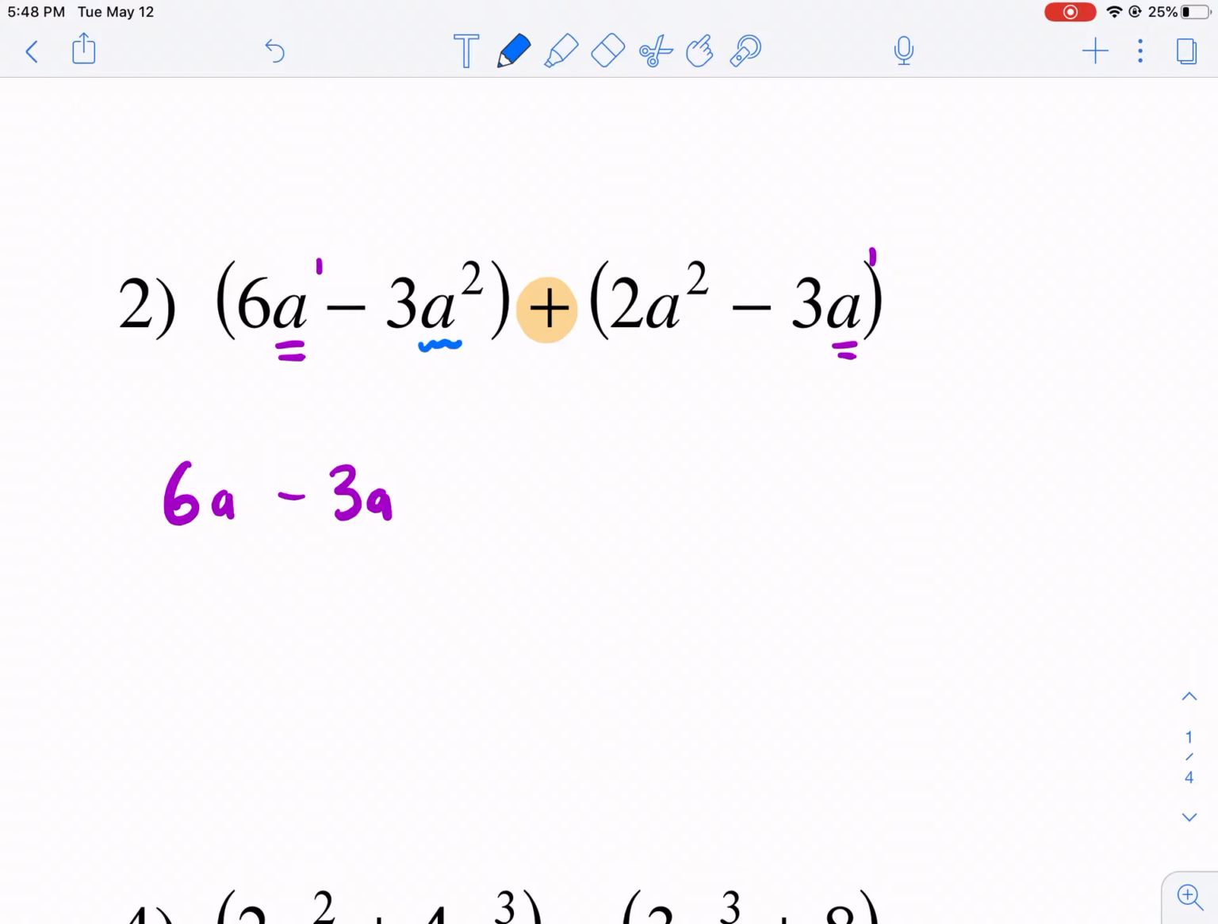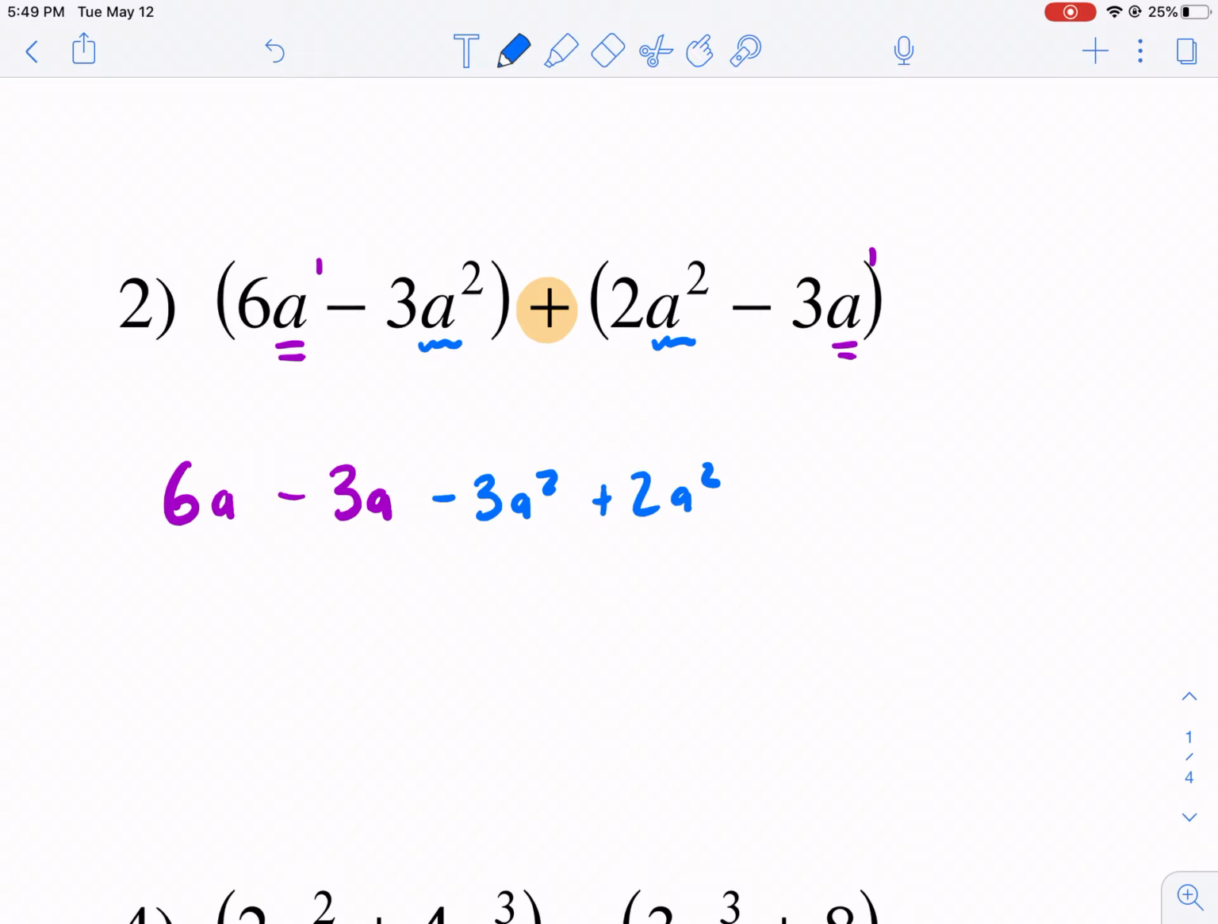Here we have an a squared. This is an a squared. Even though there's a 3 and a 2, it doesn't matter. We're going to copy down exactly how we see it. We don't see any sort of sign in front there, so we don't need to distribute. We're just going to copy negative 3a squared and then positive 2a squared. Essentially now what we're doing is adding or subtracting.